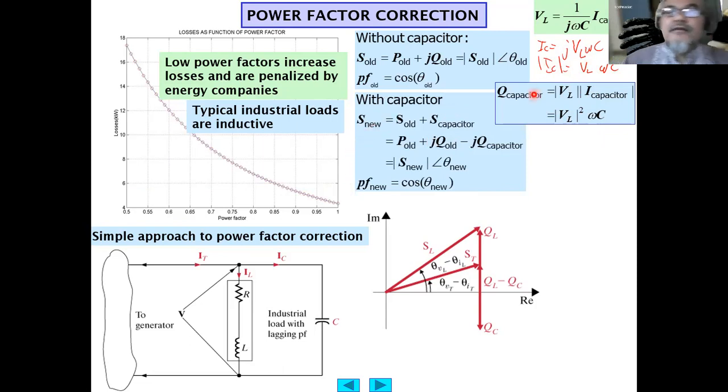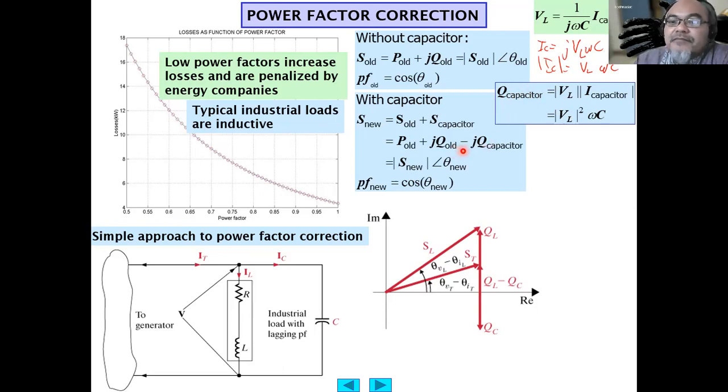So then with the capacitor, the new complex power will be equal to the old complex power plus the capacitor complex power. So this means P old plus jQ old minus jQ capacitor, the reactive part. So this is only reactive. The capacitor only contributes reactive power.